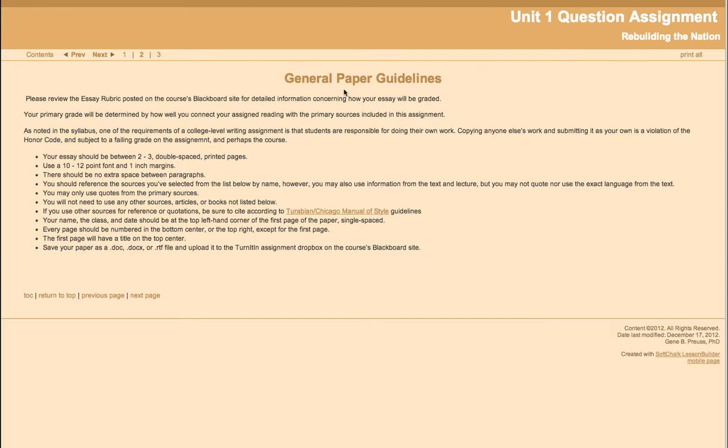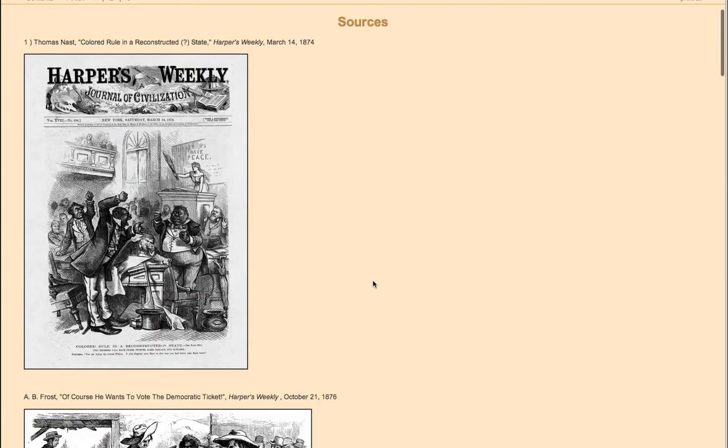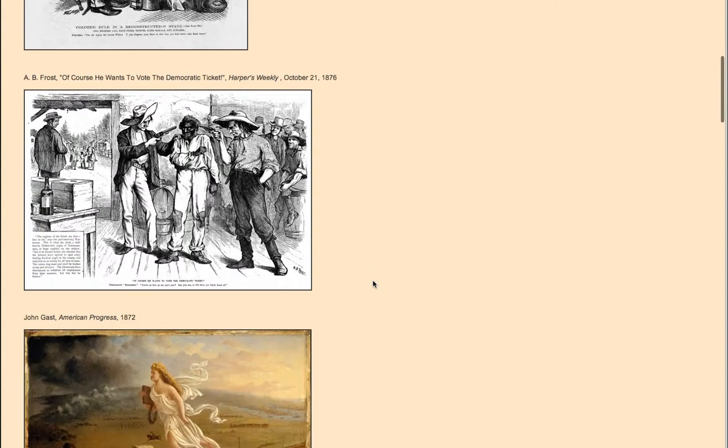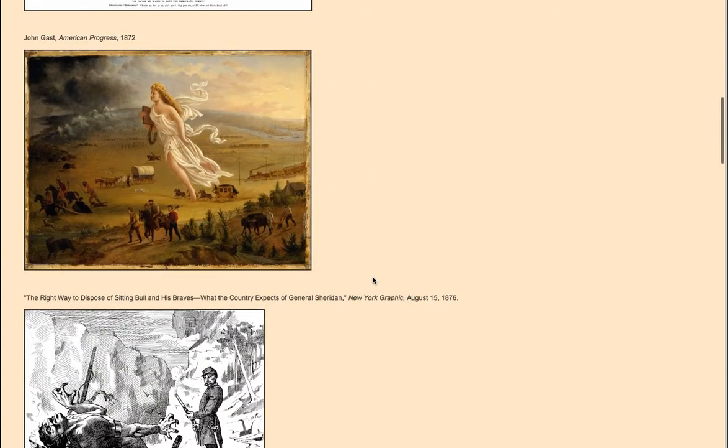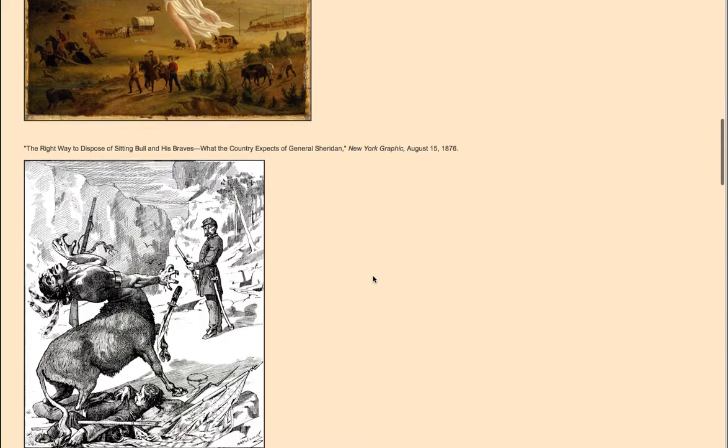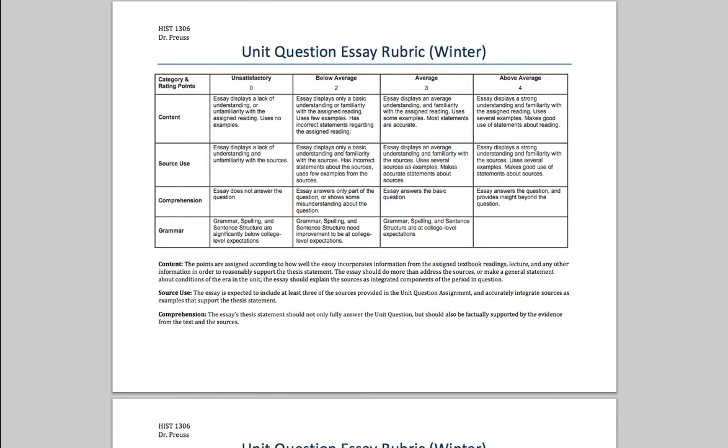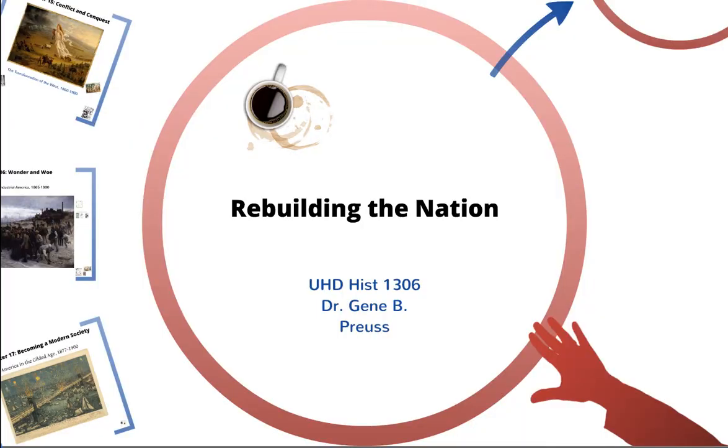Here you have the general paper guidelines. This tells you what I'm looking for whenever I grade your paper. And here you have the sources. You'll note there are a variety of sources with their titles. These come mostly from your textbook, but there's also sources from other locations. Here you'll find your essay rubric. This is the rubric I use when I grade your paper. There's also a copy of this on turnitin.com, so whenever you turn it in, I will grade according to this rubric. So let's look at a brief overview of this unit.